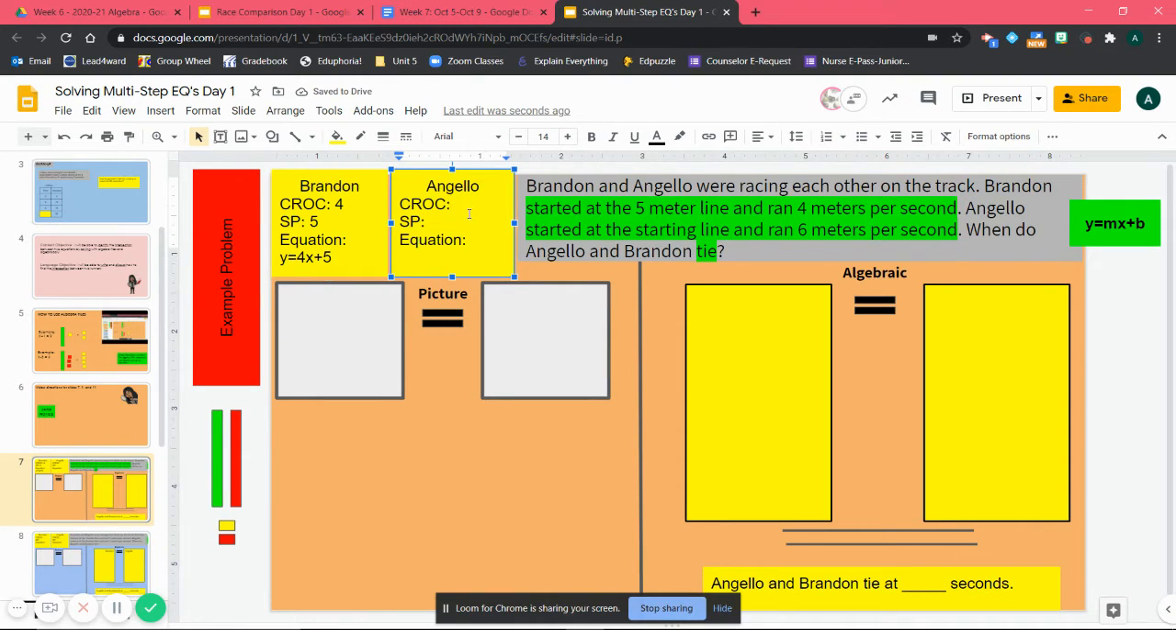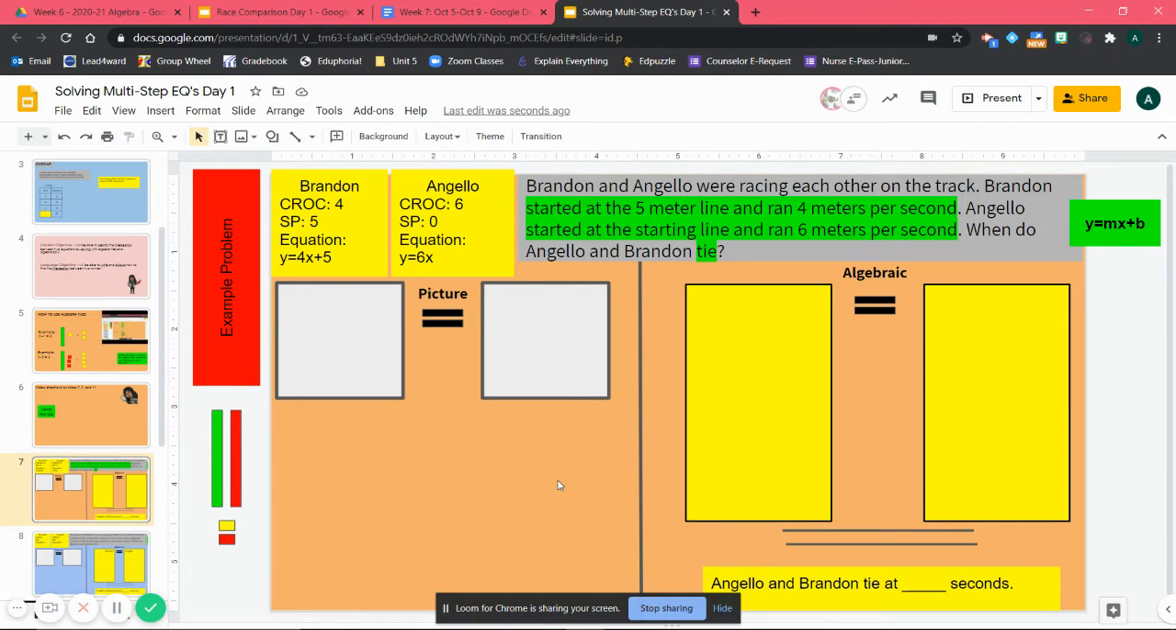And then I'm going to do the same thing for Angelo. It said that he started at the starting line. So since he started at the starting line, his starting point is going to be 0, because he hasn't started before the starting line at all. His constant rate of change is 6 meters per second. So those are my two pieces of information, and I can write his equation. Angelo's equation is y equals 6x. Now I could also put plus 0, but since I'm technically not adding anything, I don't have to put the plus 0 part. All right, so I have both of their equations.